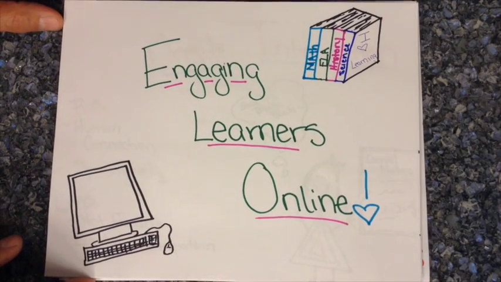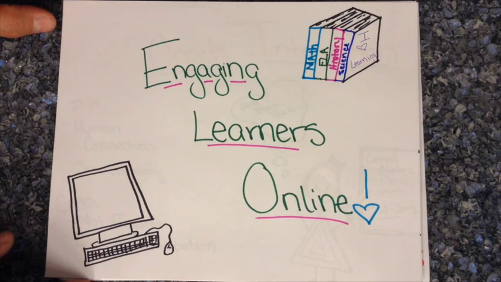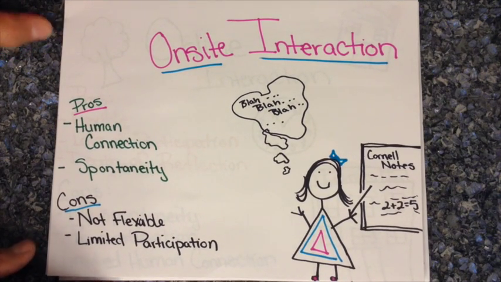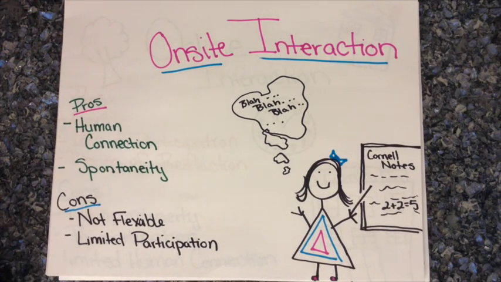Section 3.3, Designing Human Interaction to Engage Learners. Online interaction is not constrained by time and space and is thus free from many of the limitations of on-site interaction. There are many strengths and weaknesses associated with on-site interactions. Some of the strengths are human connection and spontaneity. Some of the weaknesses are limited participation, flexibility, time, depth of conversation, pacing, personalization, and personal interaction.